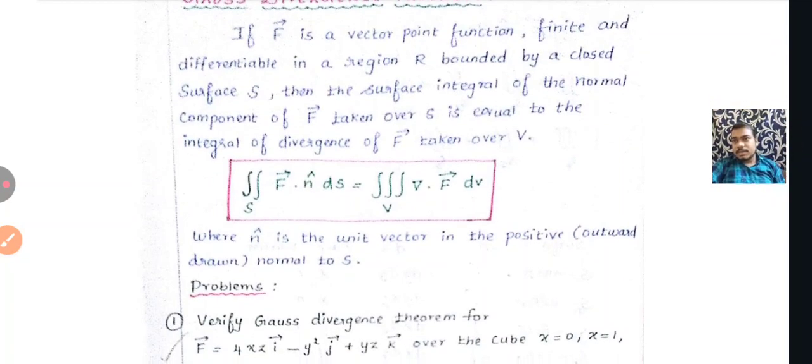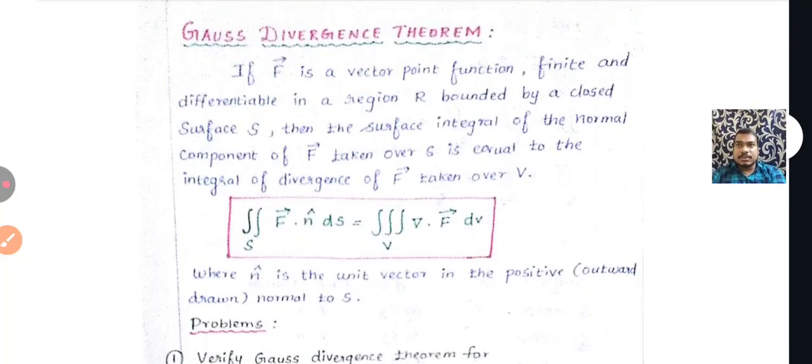That is the formula: double integral over S of f vector dot n cap dS equals triple integral over V of del dot f vector dV, where n cap is the unit vector in the positive outward drawn normal to S. This is nothing but the Gauss divergence theorem.